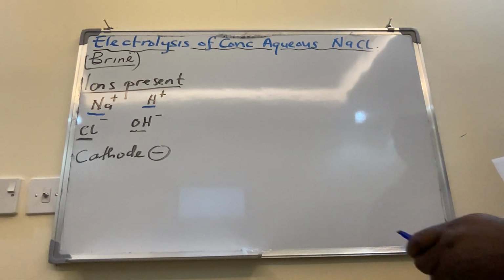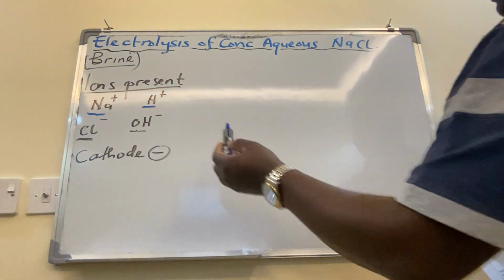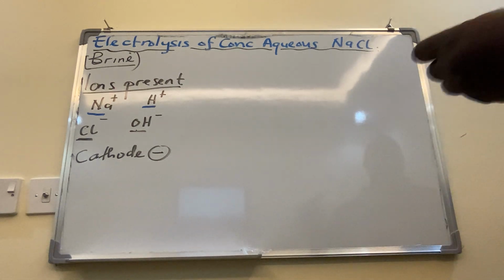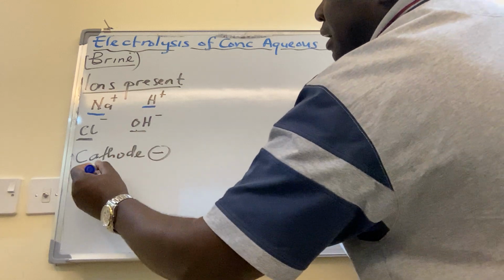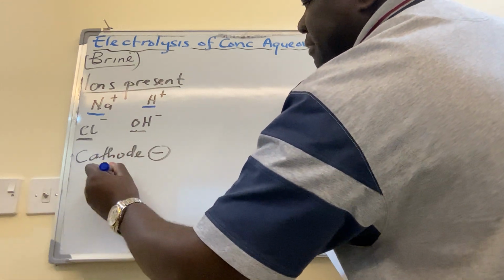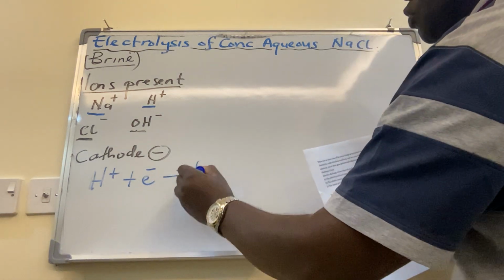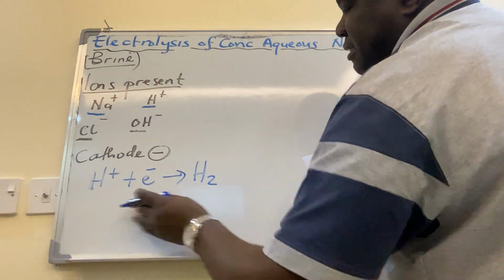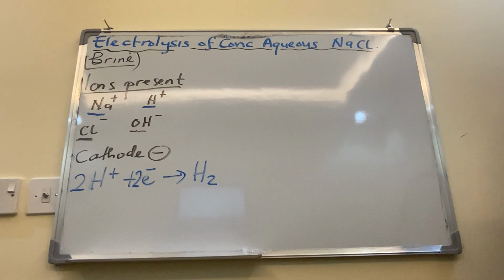So if I'm given Na+ and H+, H+ has a tendency of being reduced more than Na+. When these 2 ions arrive at the cathode, it's actually H+ which is going to be reduced, so we form hydrogen. Again, you have to balance the equation. You put a 2 there, and a 2 there. So Na+ remains in solution.